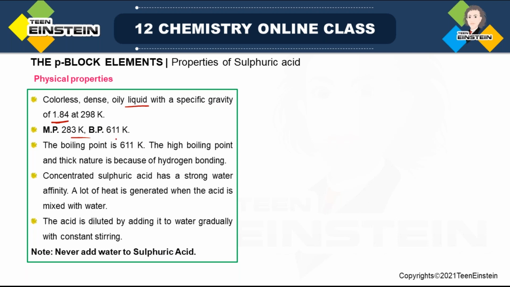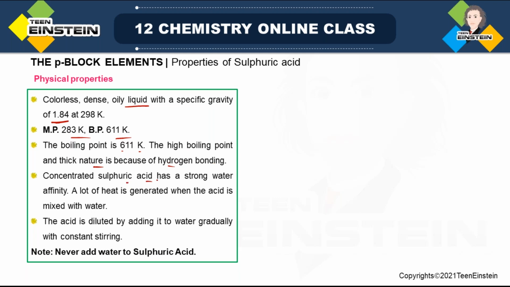Melting point and boiling point are given in Kelvin. The high boiling point, 611 Kelvin, means that if you convert it to degrees centigrade, the value is 300 something. So it is quite a high boiling point. And the thick nature is because of hydrogen bonding. Hydrogen bonding is present in H2SO4, so that is why the boiling point is high, because you have to break those hydrogen bonds.